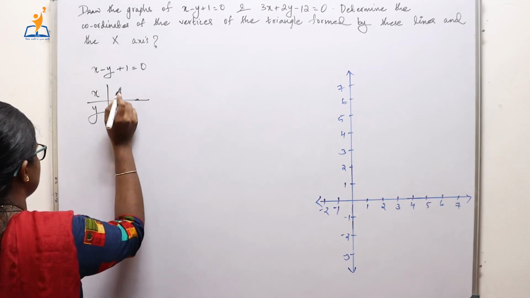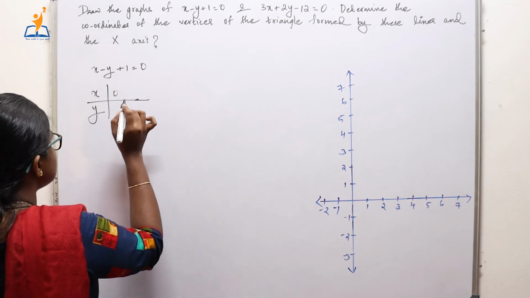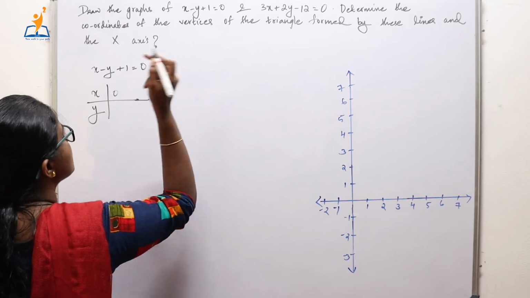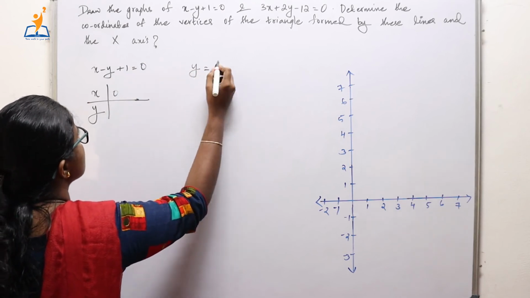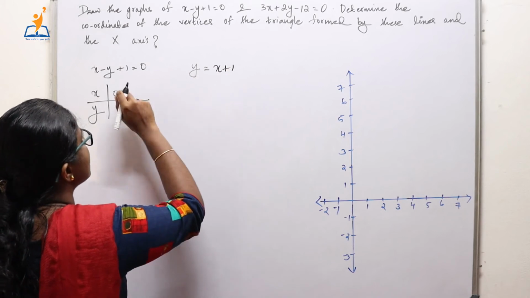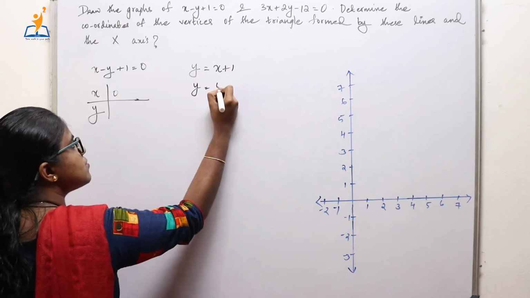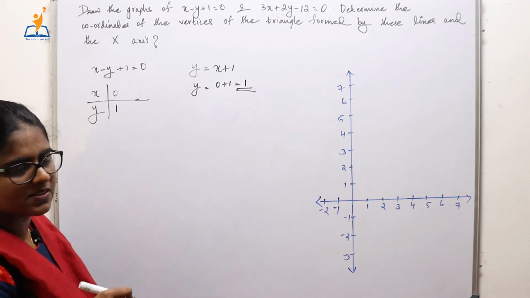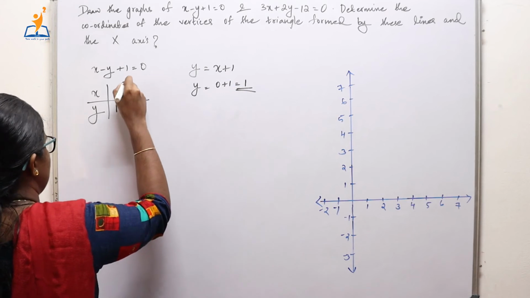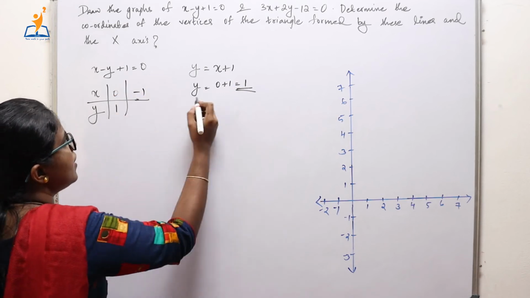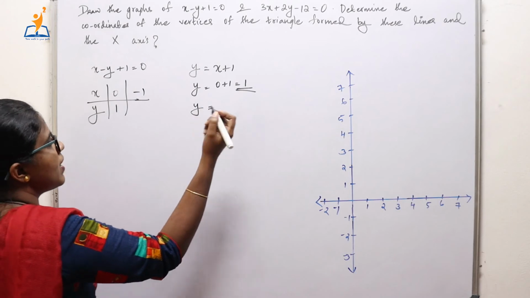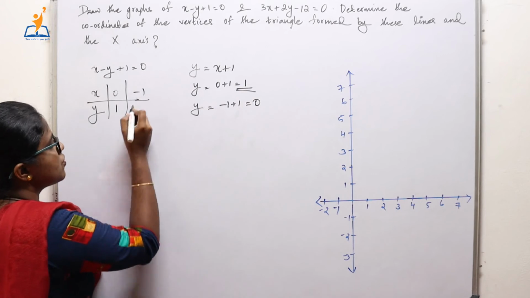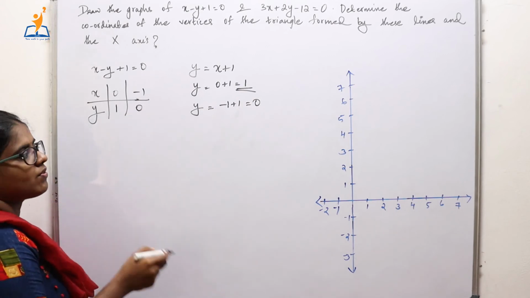Let's take x is equal to 0. So when x is equal to 0, we want to find the value of y. From this equation, y is equal to x plus 1. So when x is equal to 0, we have y is equal to 0 plus 1, that is 1. Now let's take x is equal to minus 1. Now when x is equal to minus 1, we have y is equal to minus 1 plus 1, that is equal to 0. So when x is equal to minus 1, we have y is equal to 0.